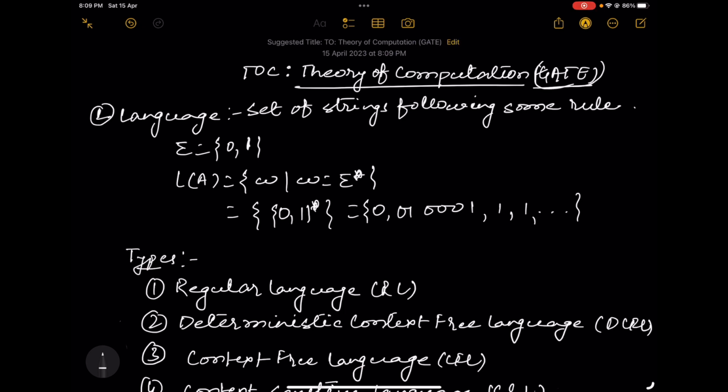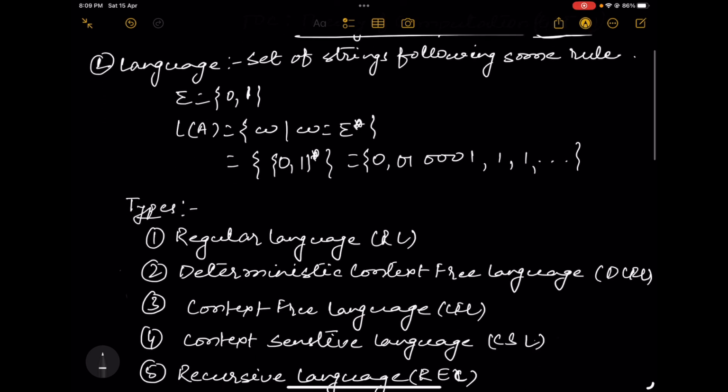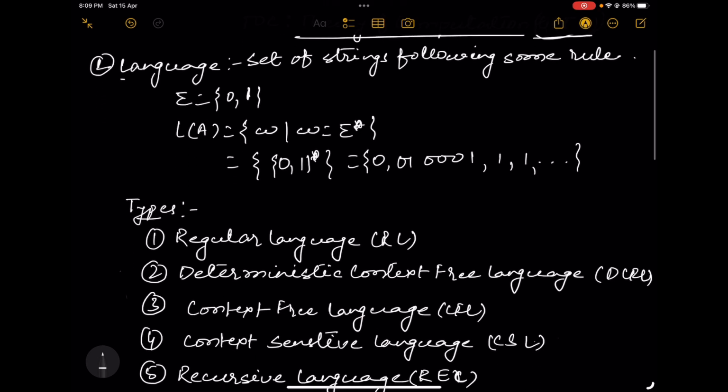So starting with the very first thing, languages are just a set of strings following some rules over the alphabet. If I try to write over some alphabet, you must be aware what an alphabet is. Alphabet is just nothing but sigma.